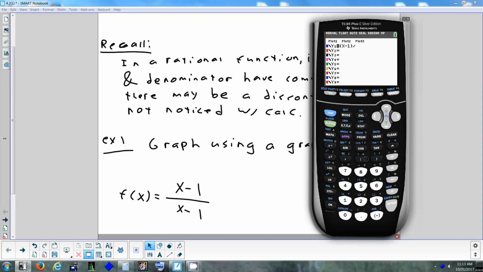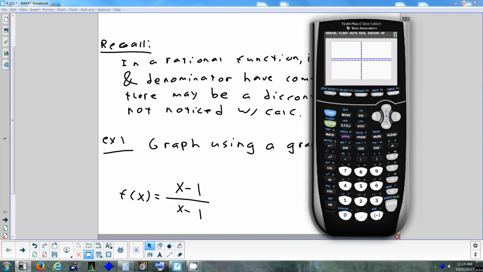x minus 1 divided by x minus 1. Does it have to be in parentheses? Can you do x minus 1 divided by x minus 1? I would put it in parentheses. You can try it without and see if you get the same picture I do. Okay, it looks like a horizontal line. But is that really connected?